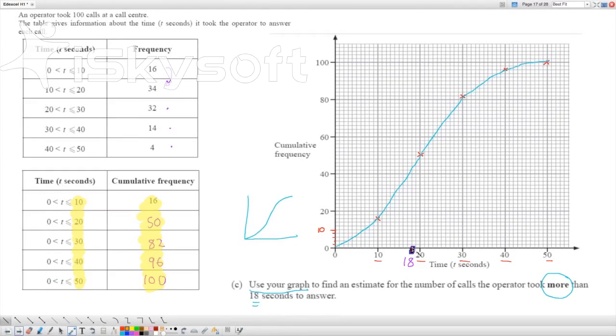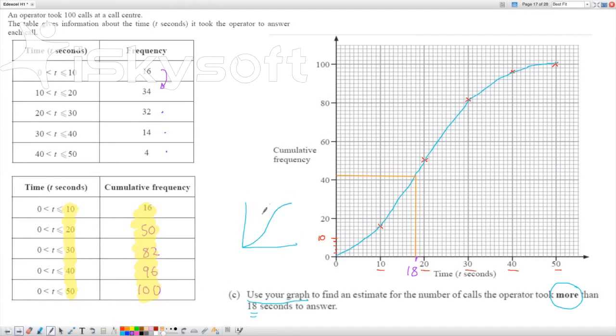So taking your ruler at the 18, a straight line up to your curve. Going across to the y-axis to find the corresponding cumulative frequency. And here we have a value of 42. Now your value might be slightly different, but it needs to be near there, the 42.